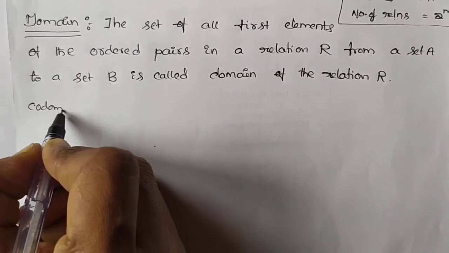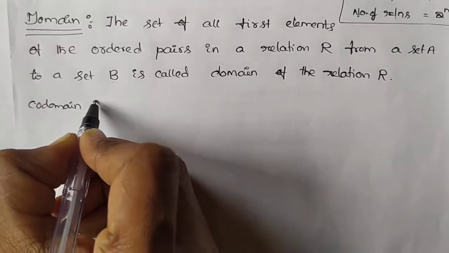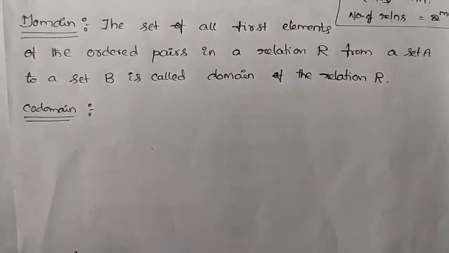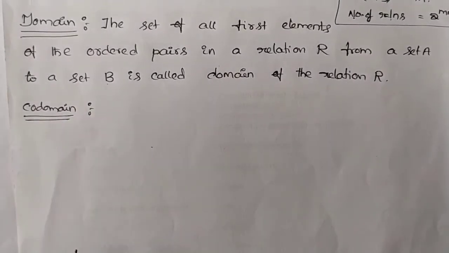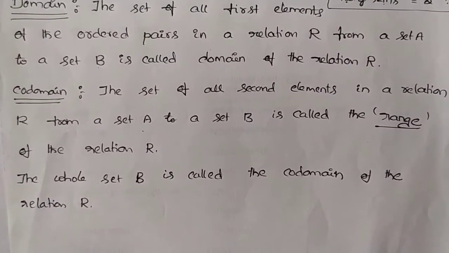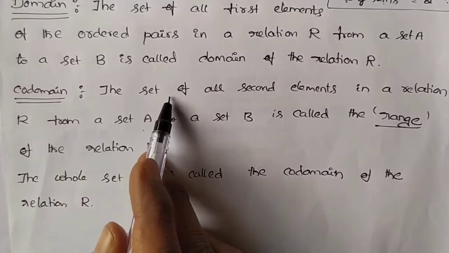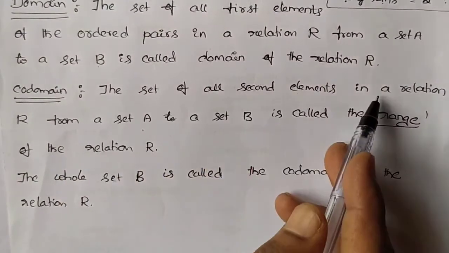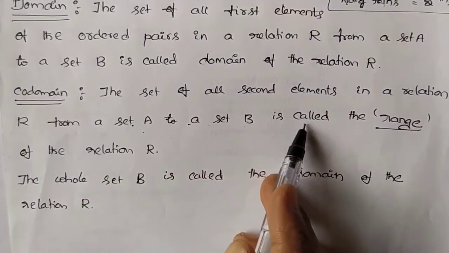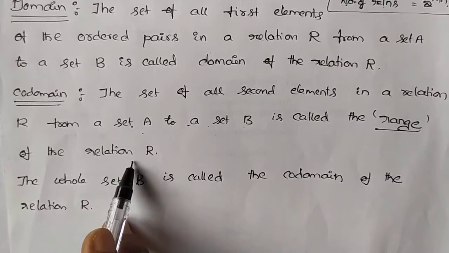Let us discuss codomain. What is meant by codomain? I mean, what is the definition of codomain? Okay, the set of all second elements in a relation R from a set A to a set B is called the range of the relation.